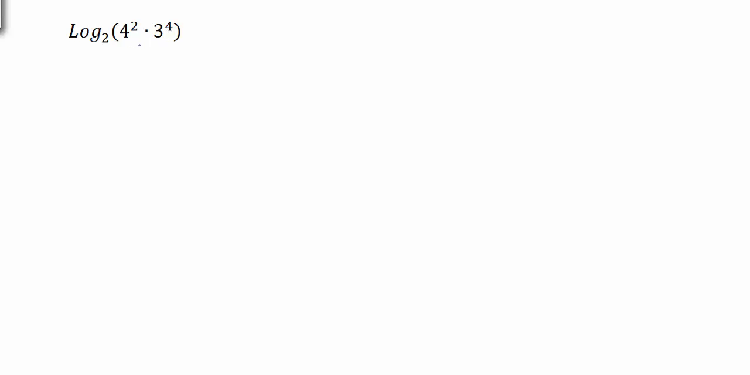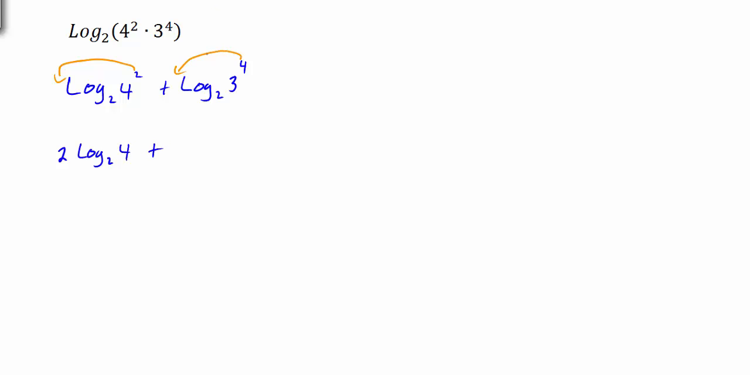We can split this up into addition. So we could write log base 2 of 4 squared plus log base 2 of 3 to the 4th. And then we can notice here we have the exponent of 2. We could simply pull that out front, and we would have 2 log base 2 of 4. And we could do the same thing over here. We could pull the 4 out front, and we would have 4 log base 2 of 3.